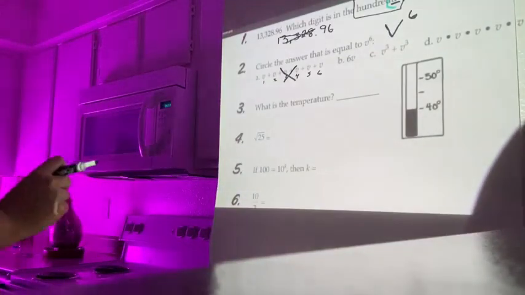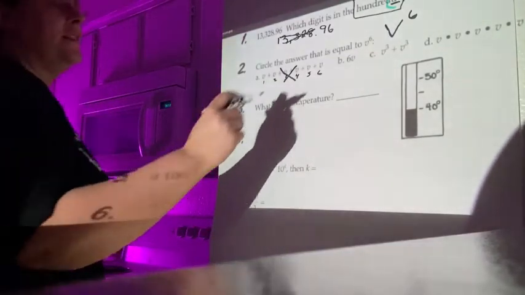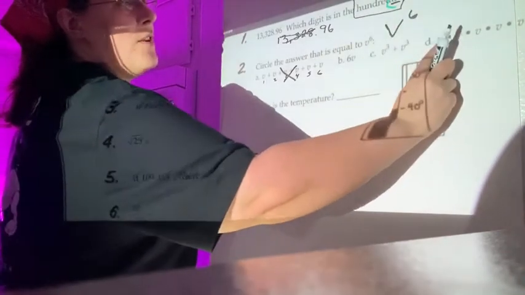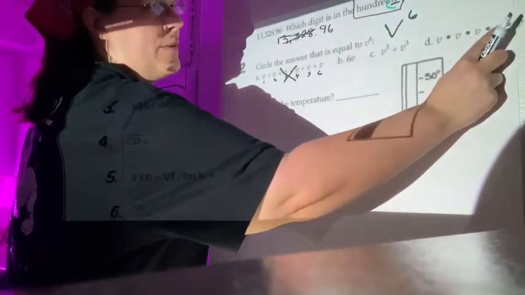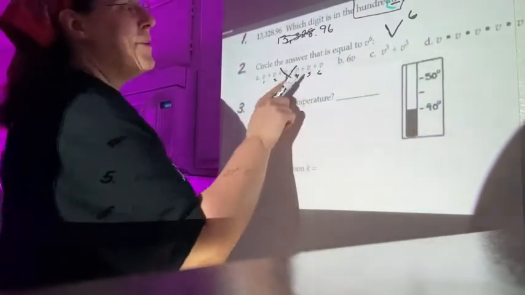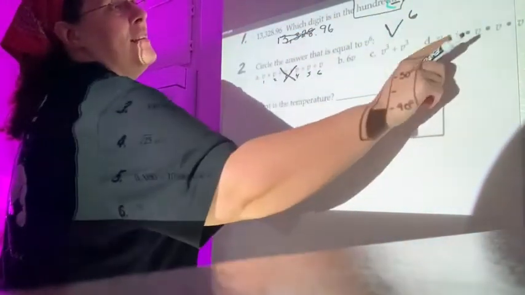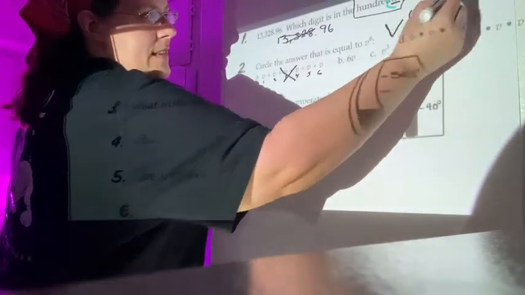So let's look at that. So v to the 6th power. So 1, 2, 3, 4, 5, 6. And I wouldn't write on it because that's my wall over here, by the way. So I can't do it. And there's 6 v's.